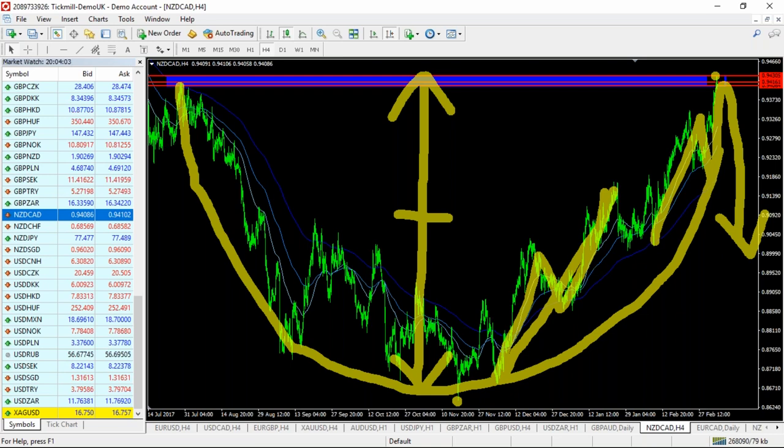Does that give you a bit of an insight into your current NZDCAD position for your trade? Is that okay? All right, most welcome.